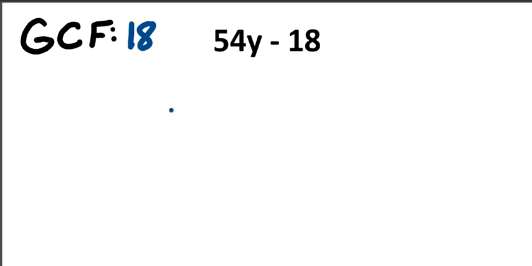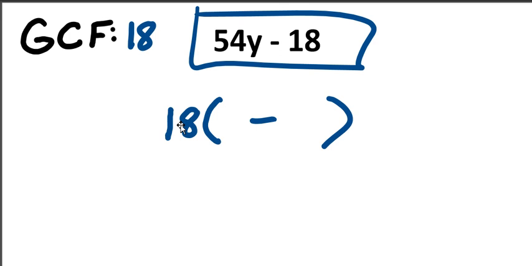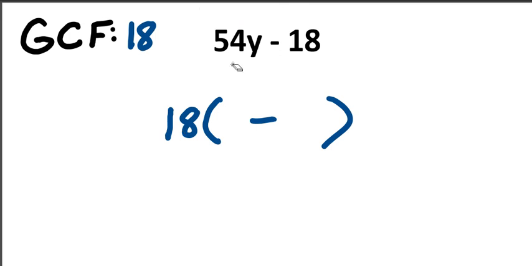What do we do with the 18? The same thing we always do. We pull out the 18 and we ask ourselves, 18 times the quantity what minus what will give us that same expression? Well, let's take it a piece at a time. 18 times what is 54? Well, I know that 18 times 3 is 54, so I'm going to put my 3 right there. But don't forget about that Y. Drop it down. It's part of the family.